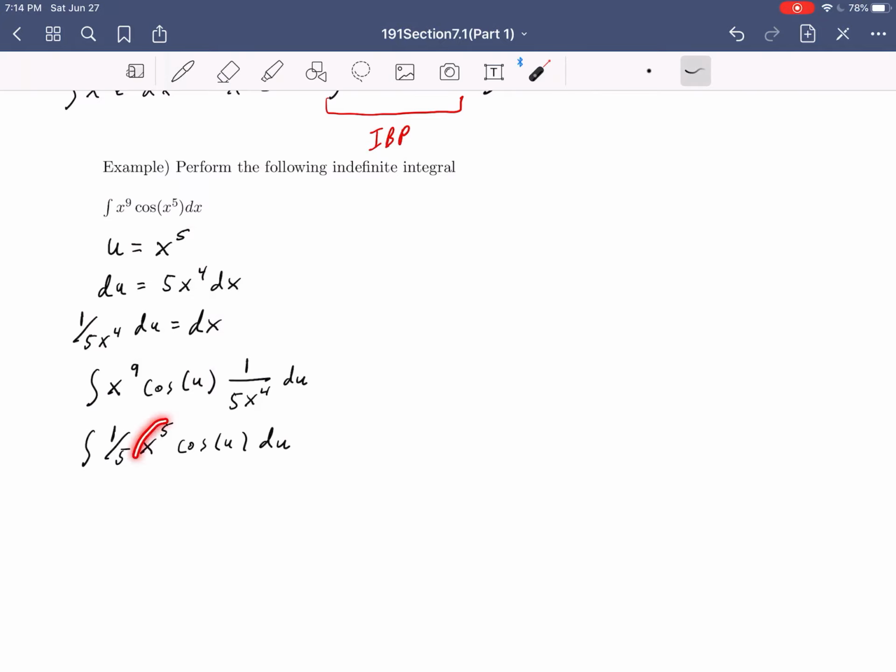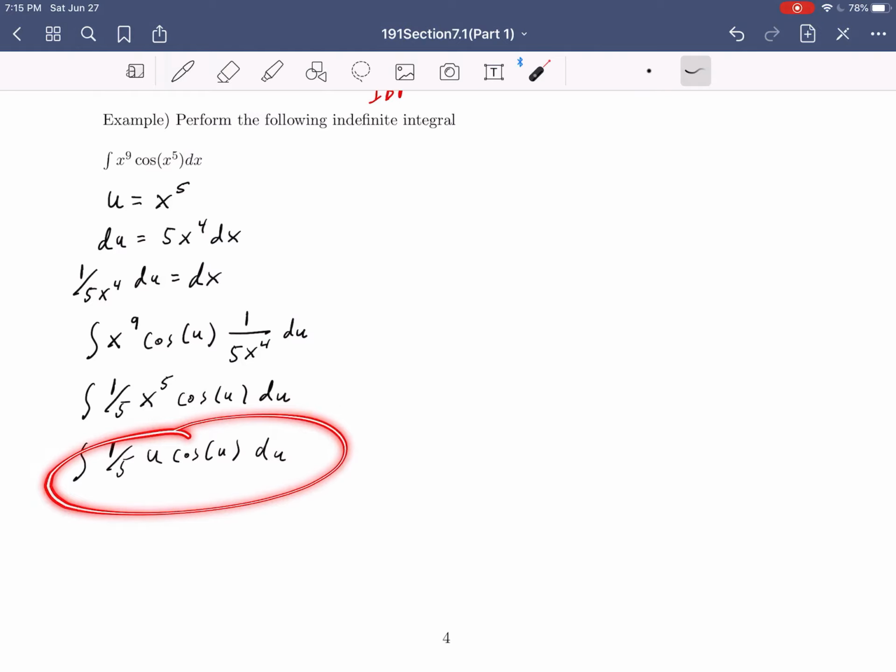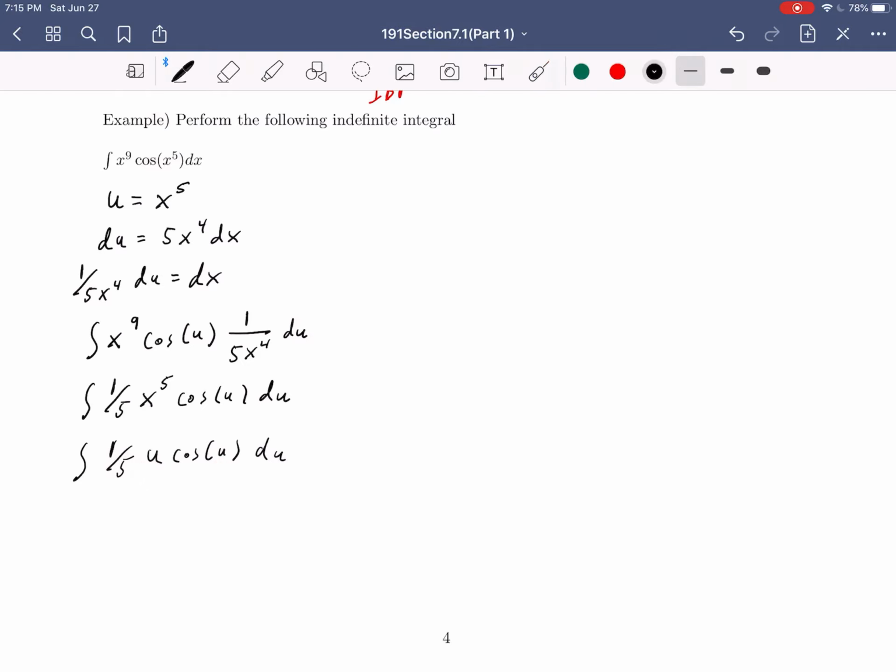Still not great though, because we have x to the 5th and u, so we have two different variables. But luckily that x to the 5th is exactly our substitution, so we can replace it with 1/5 u cosine u du. And now we can proceed from here, because everything is now in our new variable u. This, unfortunately, we can't just integrate directly. It is still a product, so we will need to use integration by parts from here.